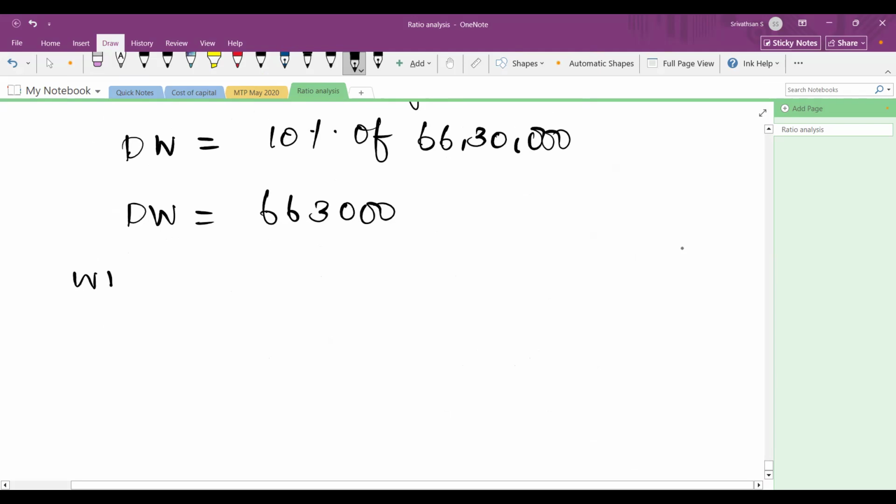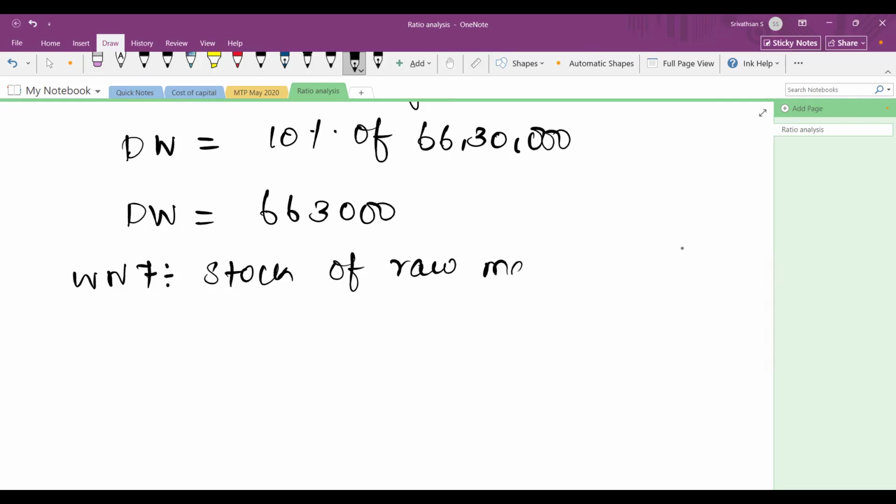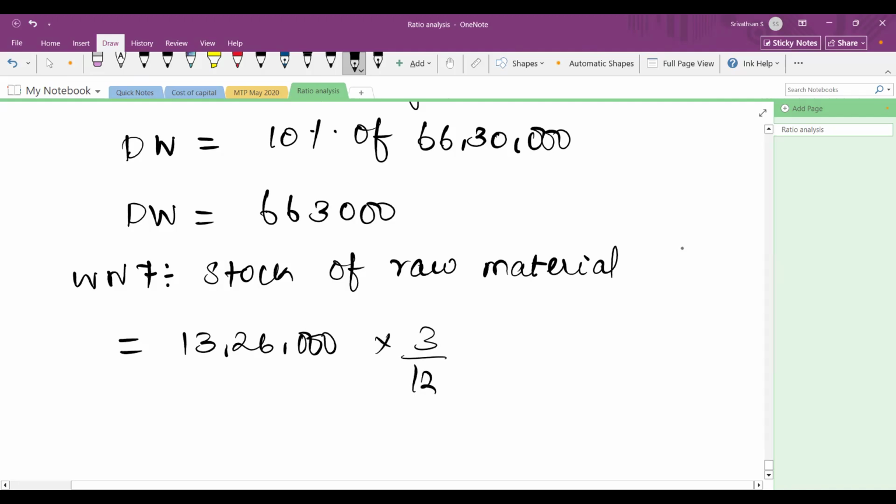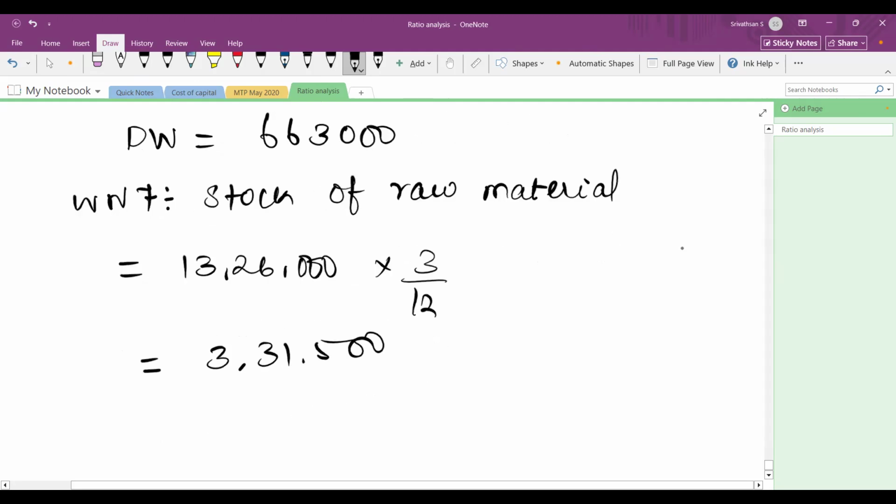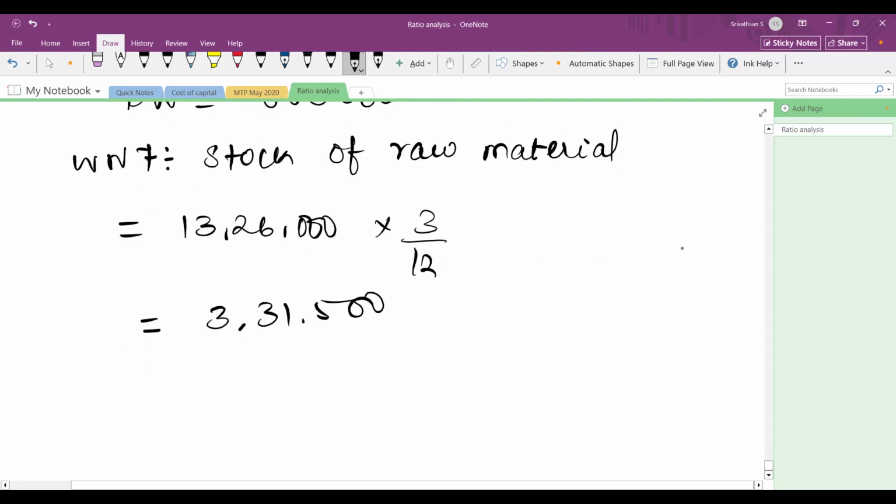So working note 7, stock of raw material is equal to 13,26,000 into 3 by 12. How much do we get? 3,31,500. Clear? Any doubt?